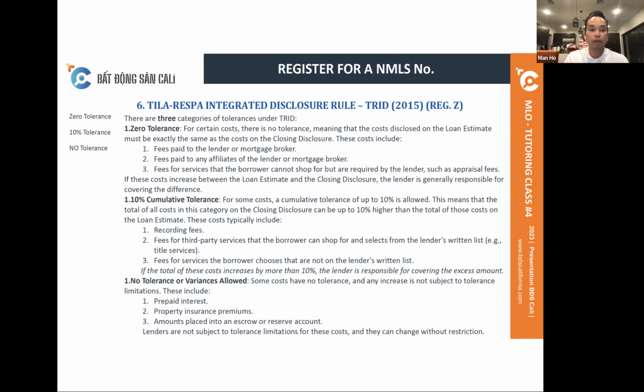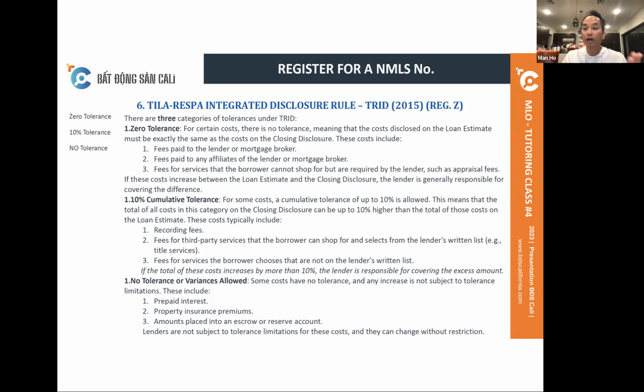And what are those? Fees paid to the lender or mortgage broker. If the lender or the mortgage broker says you pay me a 1% fee, and it's on the LE, that needs to be on the CD exactly the same, no change. Number two, fees paid to any affiliates of the lender or mortgage broker. Say I'll pay for the appraiser $400 on the loan estimate. On the closing disclosure, it needs to be $400. It cannot be $600.